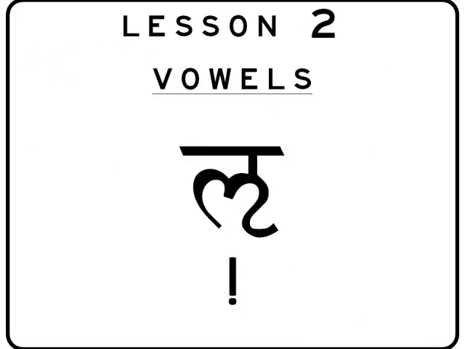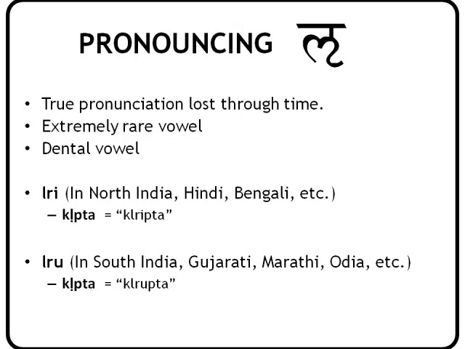And as if those 2 letters weren't difficult enough, now we come to the third tricky letter. In fact, I have to say this is the trickiest letter in terms of pronunciation. This letter is denoted with an L with a dot beneath it. And why is this tricky? Because its true pronunciation has been lost through time. As if that's not enough, this vowel is extremely rare. It is so rare that I only know one word in the entire Sanskrit language that uses this letter. And the word is denoted with K L dot P T A.